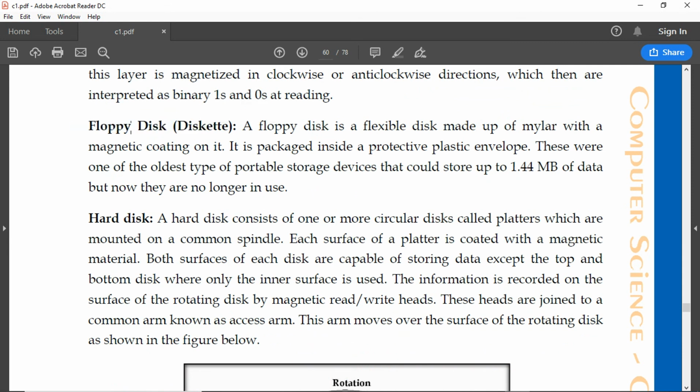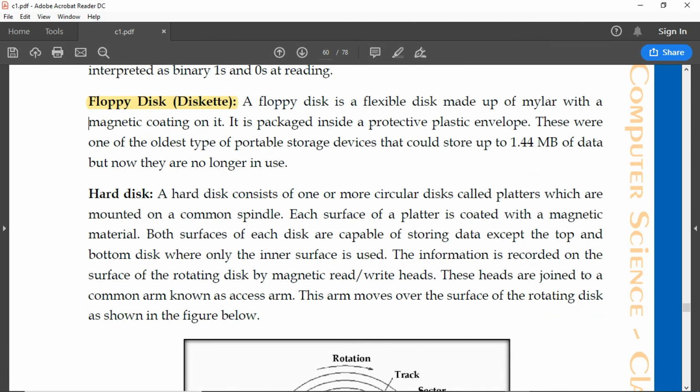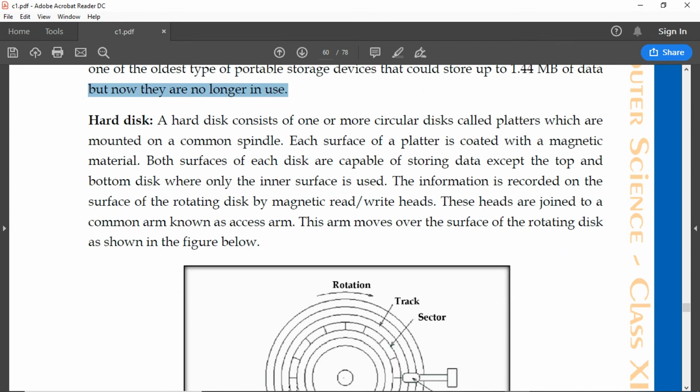Floppy disk, diskette. A floppy disk is a flexible disk made up of mylar with a magnetic coating on it. It is packaged inside a protective plastic envelope. These were one of the oldest type of portable storage devices that could store up to 1.44 MB of data. But now they are no longer in use.